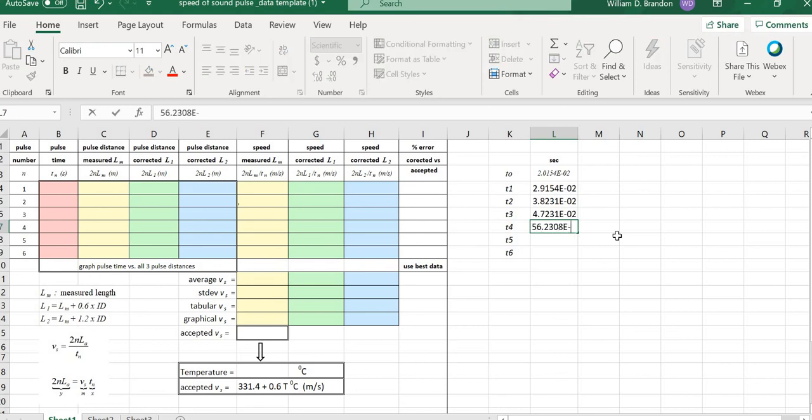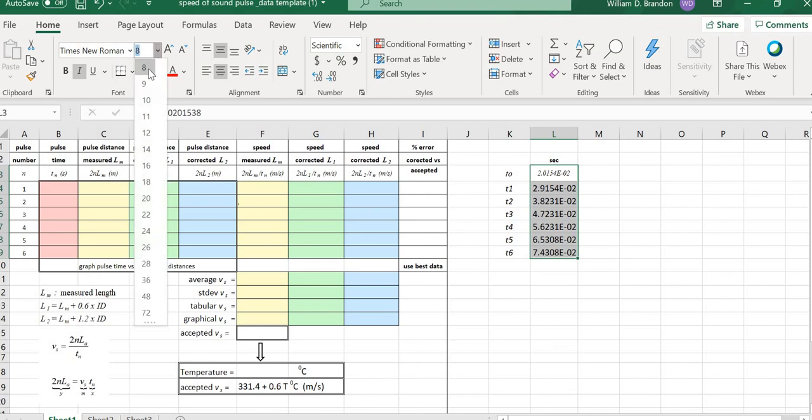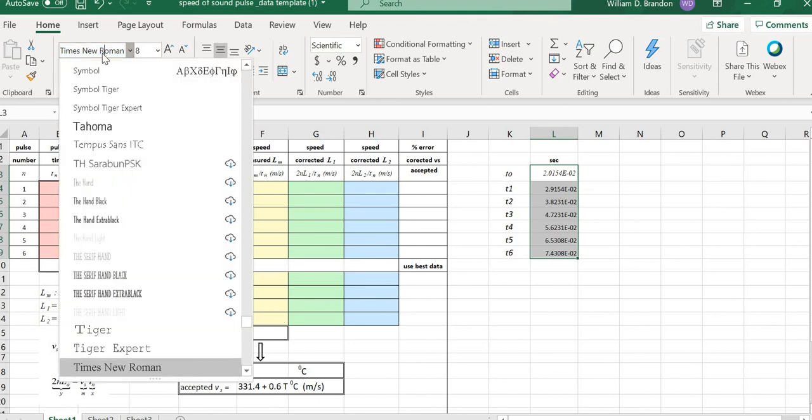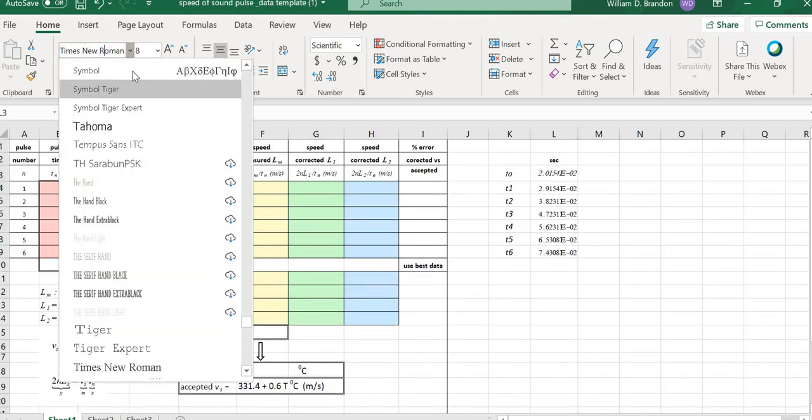Okay, now 56.2308 E minus 3. T5 is 65.3077 E minus 3. And then 74.3077 E minus 3. So this is in scientific notation. Now I'm going to highlight these. I'm going to make those smaller just to save space here and also center justify them. Okay, there you go. And let's use Times New Roman font. Doesn't seem to be consistent.